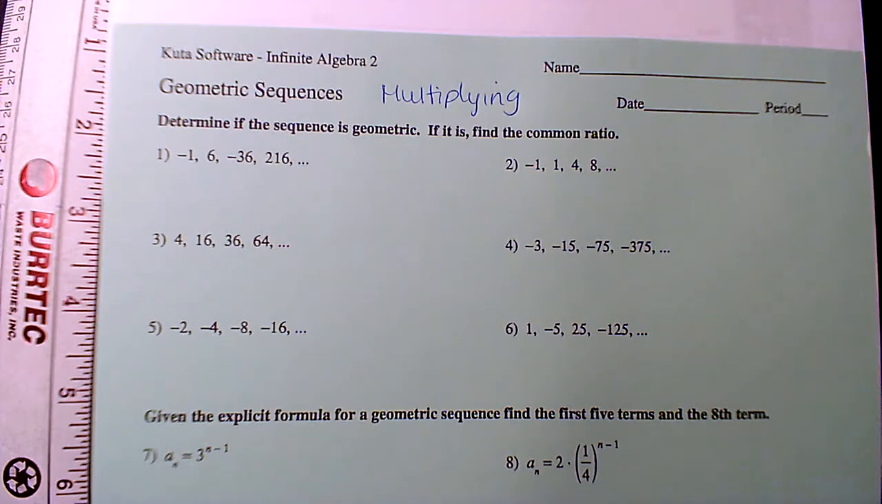Right, determine if the sequence is geometric. So there better be a consistent, constant number that's being multiplied from term to term. Okay, so how do you find it? Like dilation last year in IM2, how do you find a scale factor, image over pre-image?